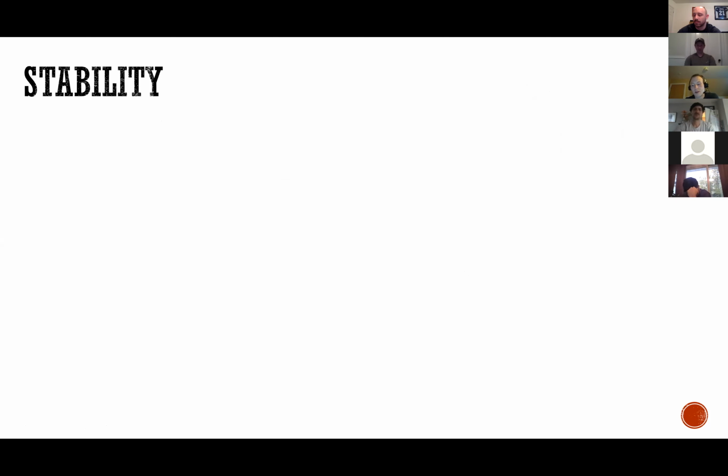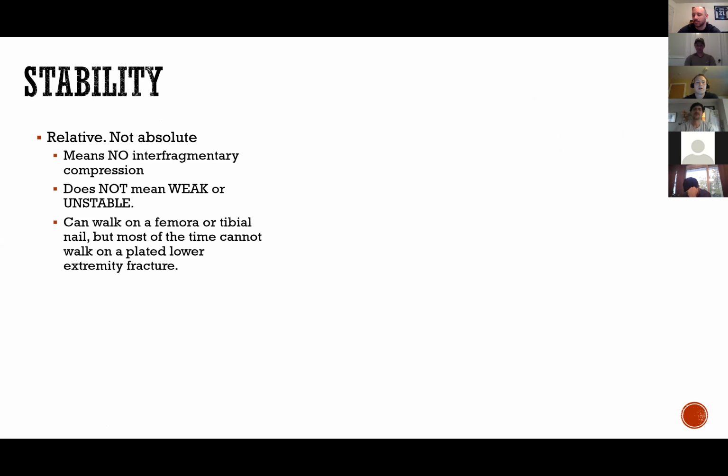Stability, what sort of stability are we going for here? These nails typically are used in a relative stability fashion, not an absolute. It means there's no interfragmentary compression. We are not compressing these fractures. We are not going for direct bone healing. That does not mean weak or unstable, so don't confuse that in your mind. We can have patients walk on femoral or tibial nails, but almost never would we let patients immediately walk on a plate. So just because a plate is absolute stability, unless it's a bridge plate, nails are typically relative stability, and we let patients walk on them all the time.